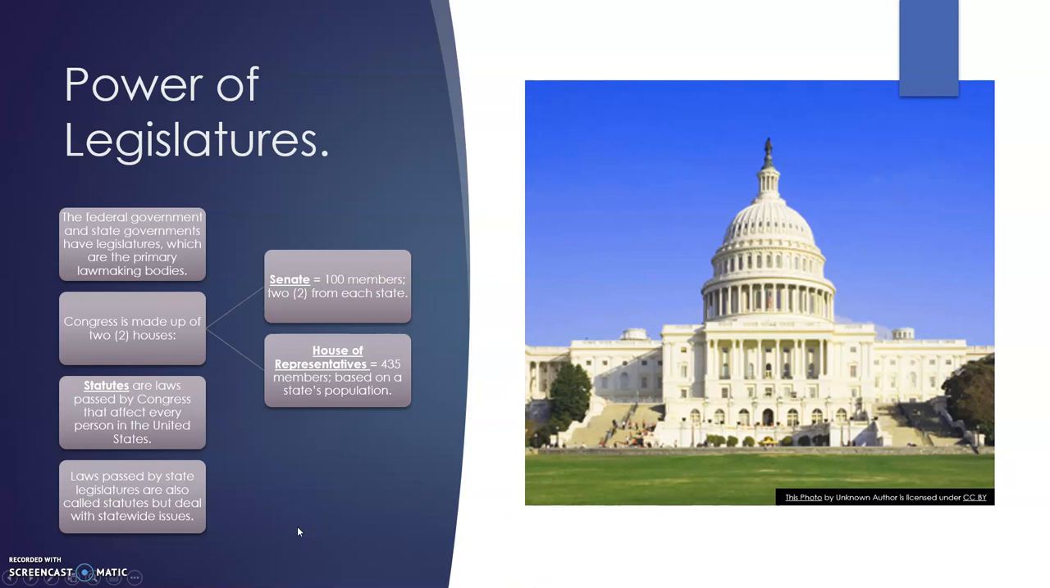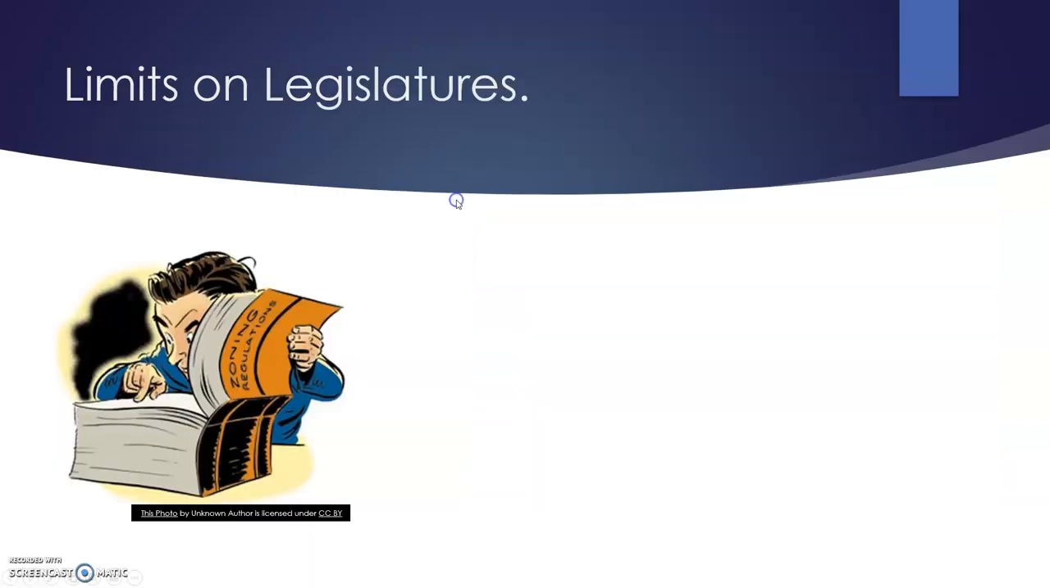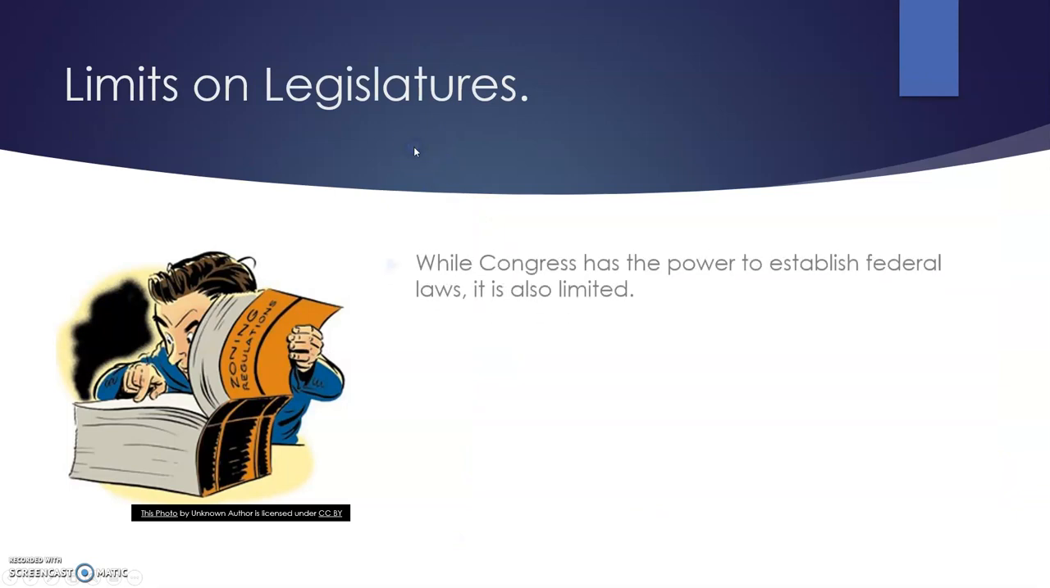Now, statutes are laws. Statutes are laws passed by Congress that affect every person in the United States. Now, we also have state legislatures. So that's the national legislature, but we also have a Pennsylvania state legislature, and in the Pennsylvania state legislature, we also have a Pennsylvania House of Representatives and a Pennsylvania Senate, and that kind of works a little bit the same way that they pass laws as well, but those laws are strictly for statewide issues, okay?